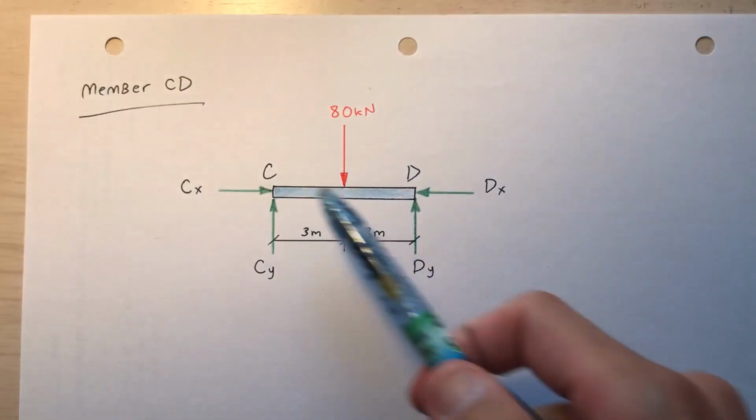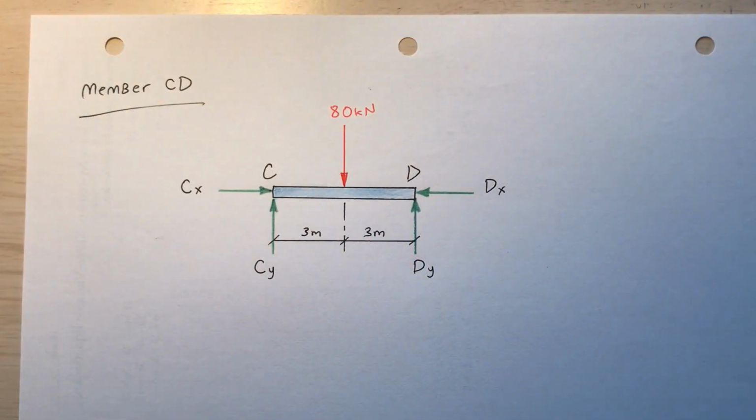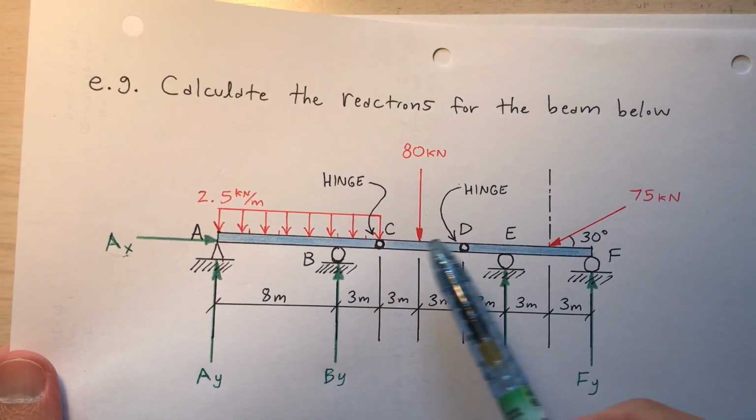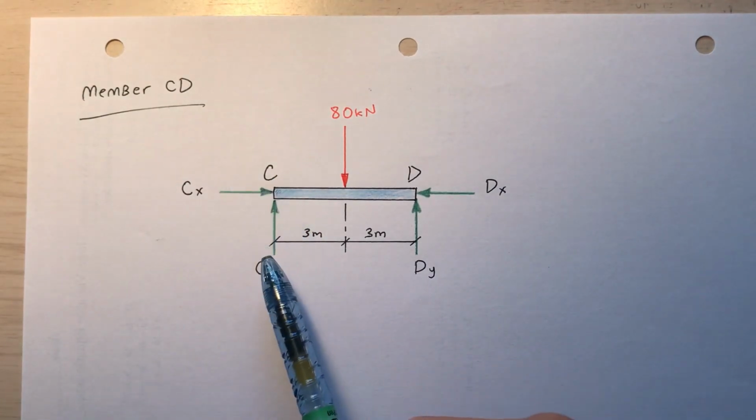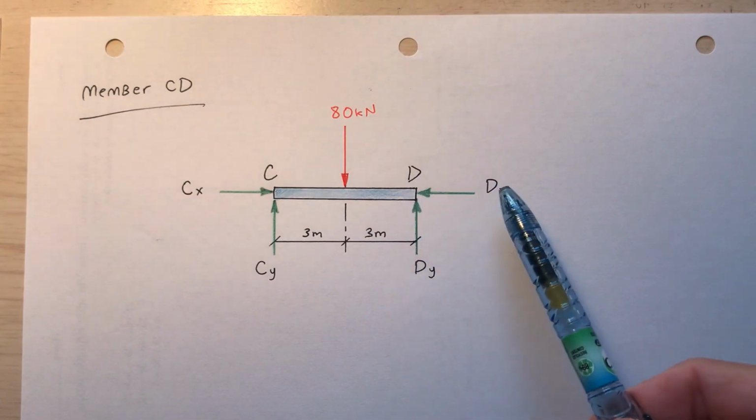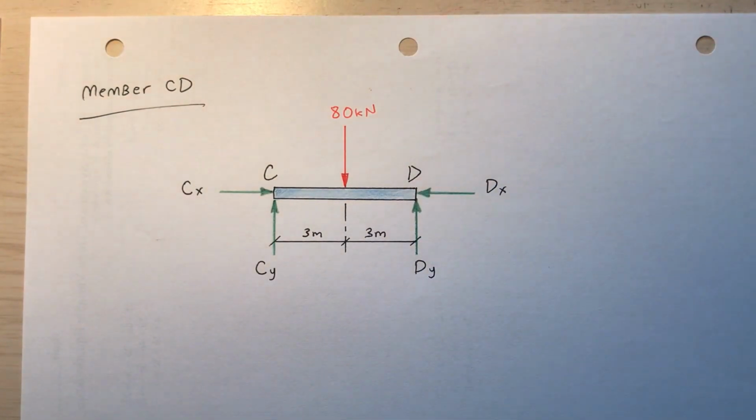Okay, here's portion CD. I cut out CD. Now when I remove portion CD, anywhere where there's a hinge, there's going to be a horizontal and vertical reaction. So at C there was a hinge. Notice that I put a horizontal reaction, a vertical reaction. At D there was a hinge, so horizontal, vertical. Okay, well, if I say the sum of the forces in the x direction is 0, I'd have C sub x is equal to D sub x. Okay, well, too many unknowns. What about the y direction? C sub y plus D sub y minus 80 is 0, and too many unknowns.